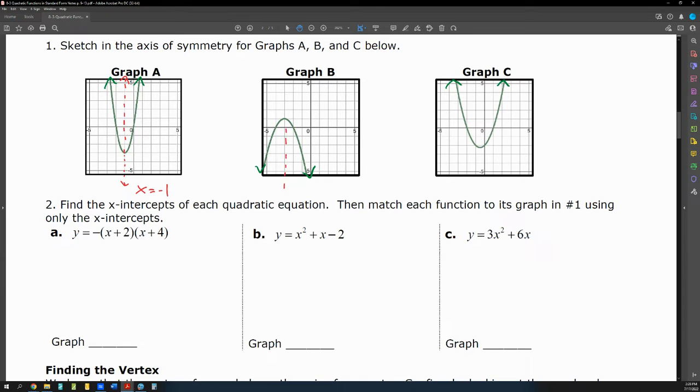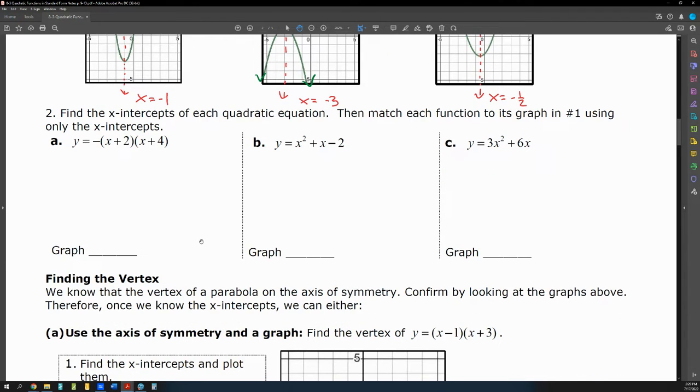For graph B, I can sketch on a vertical line right here at x equals -3. And then finally, the last one's a little bit tricky. You can sketch in a vertical line here. The axis of symmetry is x equals -1/2. All right. Now we can go ahead and find the x-intercepts algebraically.